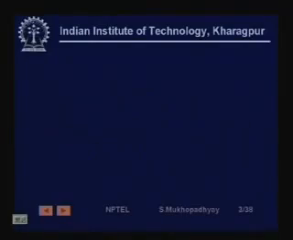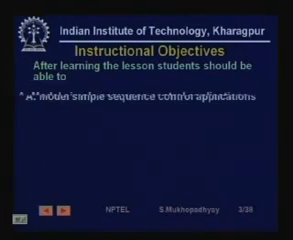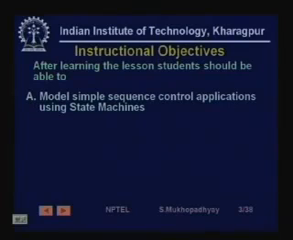So we will look at the instructional objectives. The instructional objectives of this lesson are firstly to be able to model simple sequence control applications using state machines. A state machine is actually a formal method, and we advocate the use of formal methods because English can be very ambiguous, sometimes contradictory also. So we have to model it using methods which are unambiguous, consistent, do not contain contradictions, and are also easy to understand and develop.